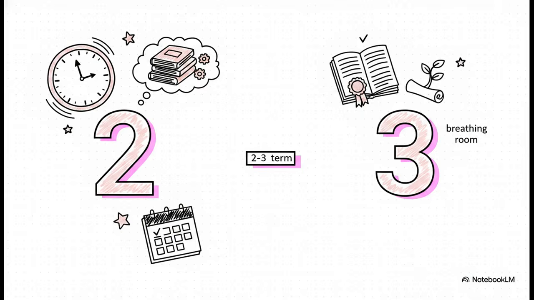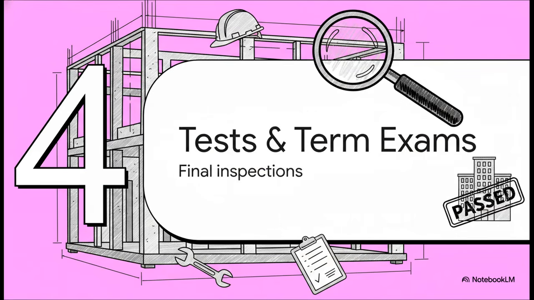And since these tasks are pretty heavy lifts for both the students and the teachers, the frequency rules actually shift downward. The framework requires a minimum of 2 and a maximum of 3 PTs per term. This gives students the breathing room they need to dive deep, iterate, and produce truly high-quality work without feeling rushed. All right, finally, Section 4, tests and term examinations. Think of this as the final building inspection.